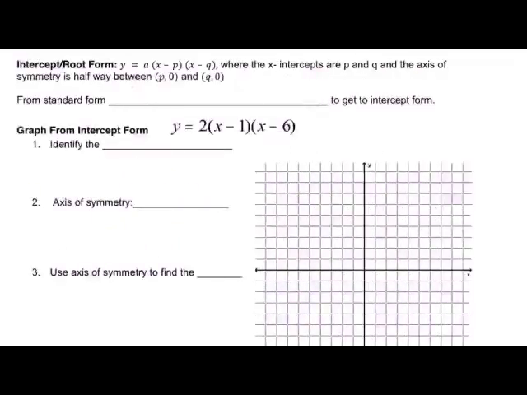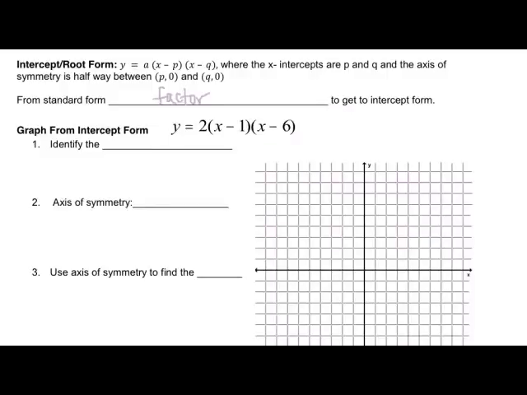The next form for a quadratic function is intercept or root form, and that's y equals a times the quantity x minus p times the quantity x minus q, where the x-intercepts are p and q, and the axis of symmetry is halfway between (p, 0) and (q, 0). So to get from standard form to intercept form, we have to factor.